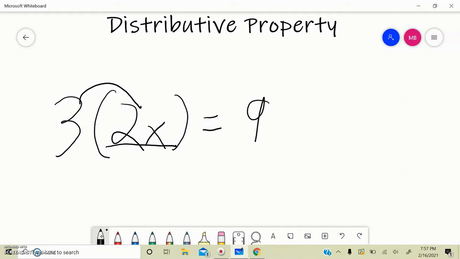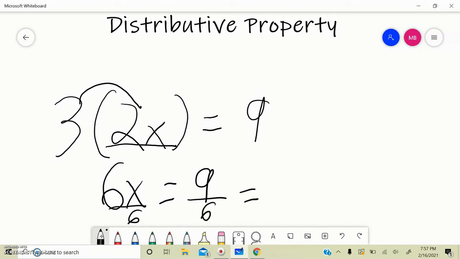So I do 3 times 2x, which is just going to be me multiplying the 3 times 2, and I will get 6x equals 9. So then it's a one-step equation. Divide by 6 on both sides, and I will get, in a reduced form, 3 over 2, or 3 halves. This is it as one term inside the parentheses.